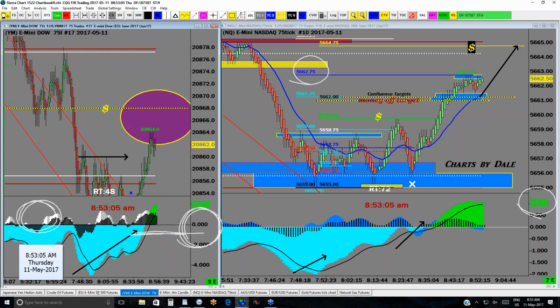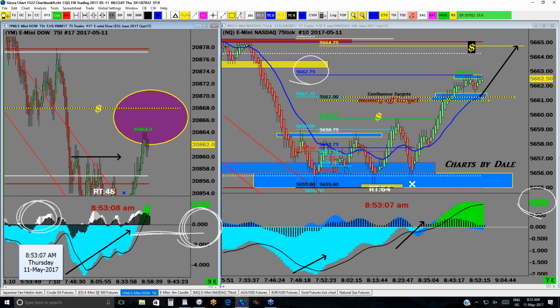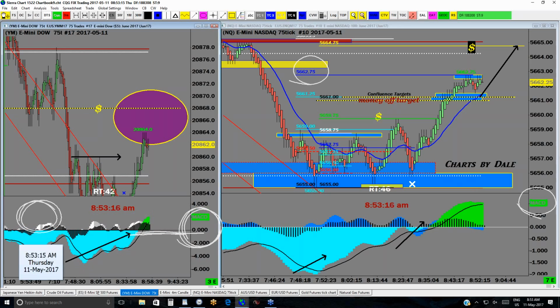So it's ever so close. Of course, we'd like to see the follow through. We did talk about this here. MACD coming into the green. We are getting the green.